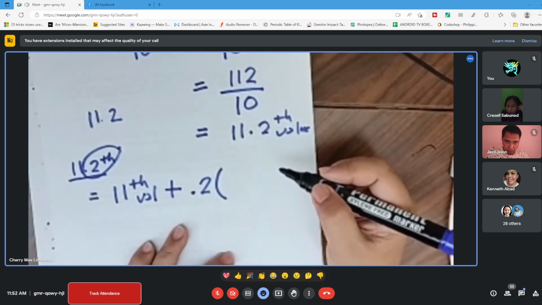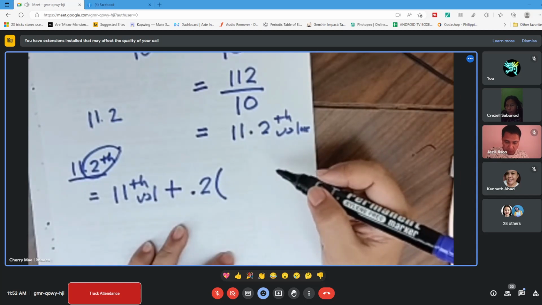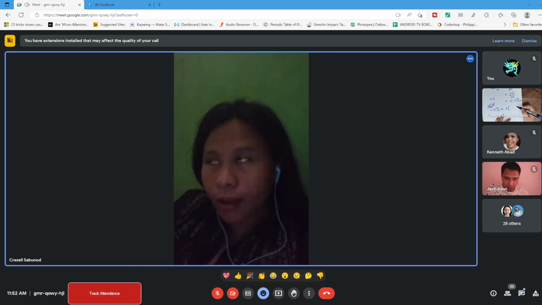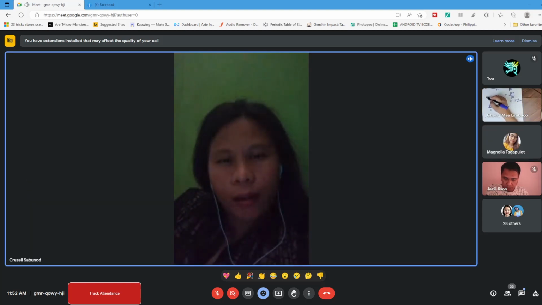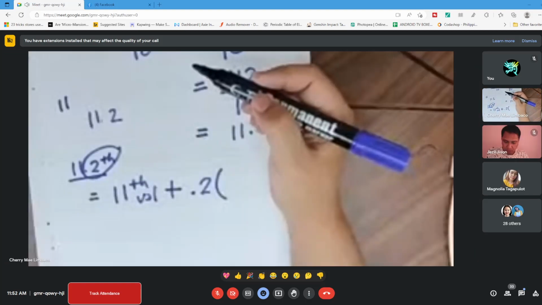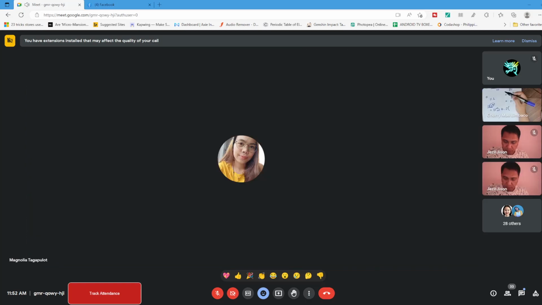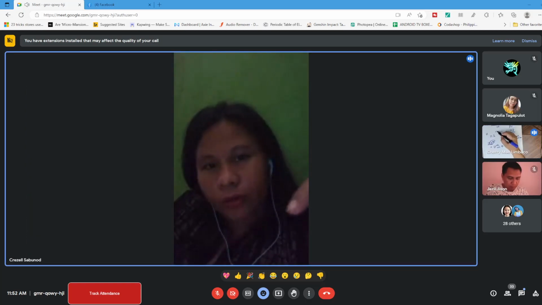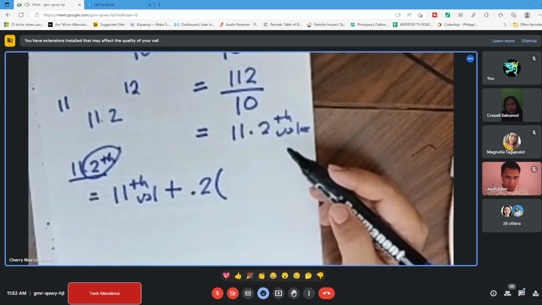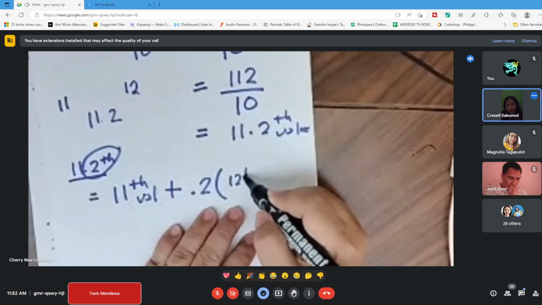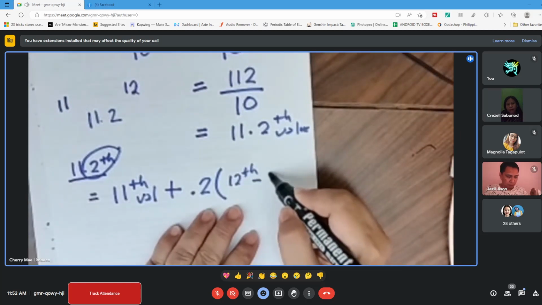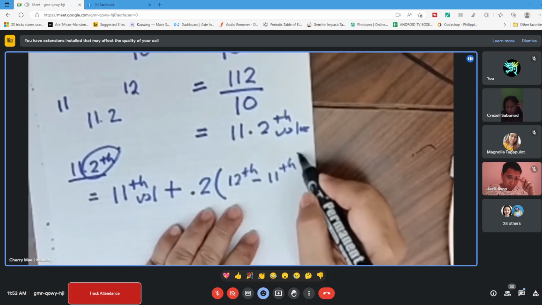So the 11.2, where does it belong? Between 12 and 11. 11.2 is between 11 and 12, Dok. Yes, 12 and 11. So we go first to the higher value, okay. So the 12th value first, then the 11th value.